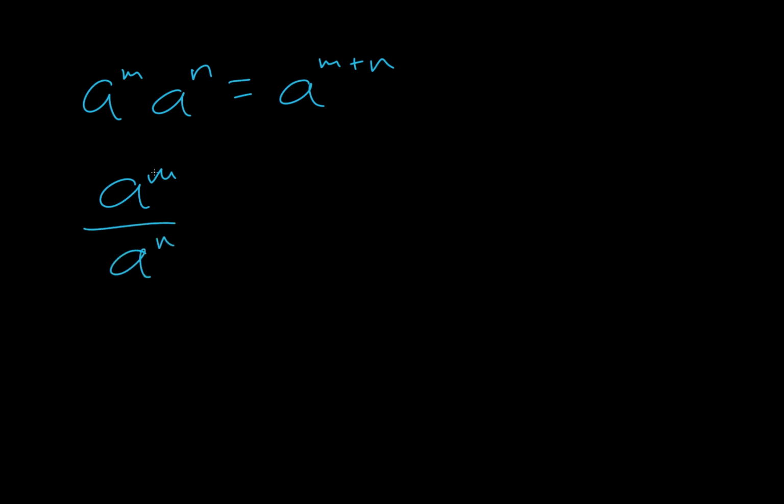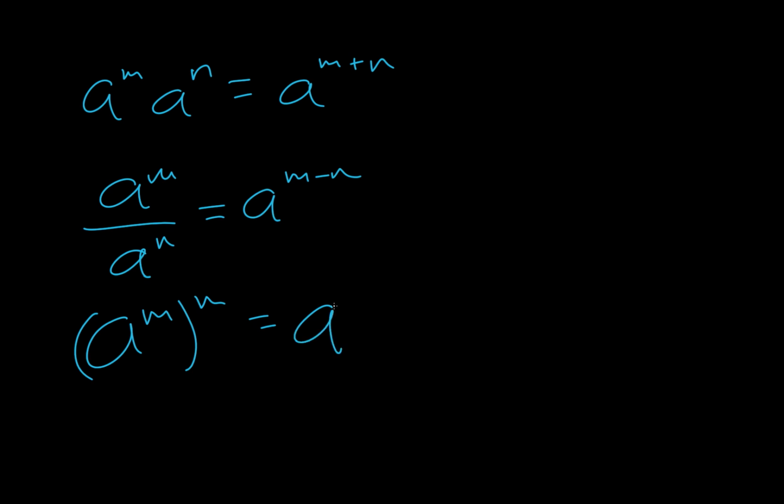So first thing, if we have two things raised to an exponent and we're multiplying them together, we add their exponents. If we have two things, it's important that we have the same base. And then if we're dividing, we subtract their exponents. If we raise to a new power, so a to the m to the n, then we multiply the exponents.